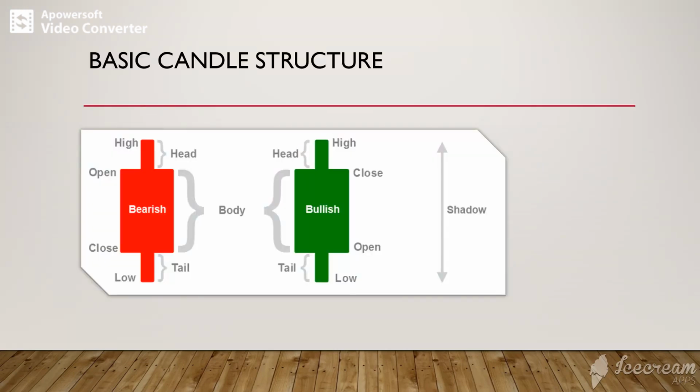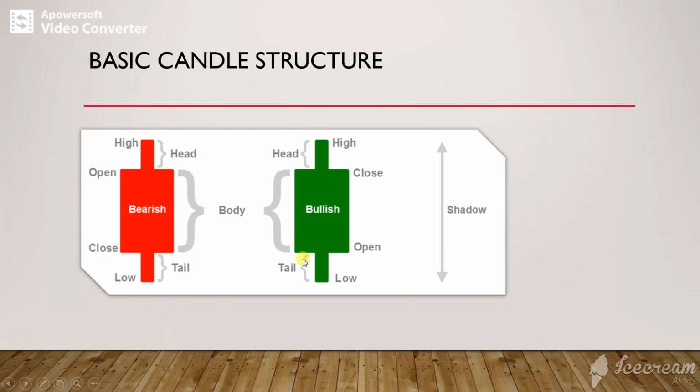Okay, so just to explain the basic candlestick structure, as you can see, what is a bearish candle and what is a bullish candle. When the price opens high and closes below, it forms a red candle. It's a bearish candle, and the high which is made during this time period is called the high, and the low which is made during this time period is the low. So this entire thing is called the shadow of the candle.